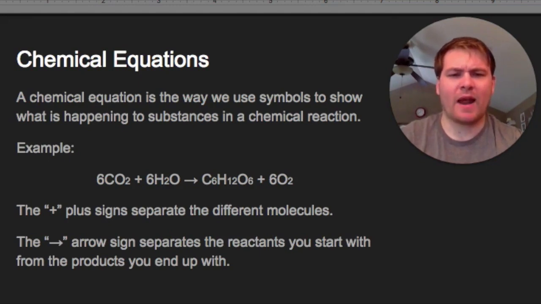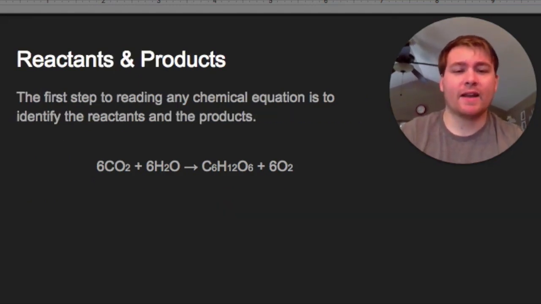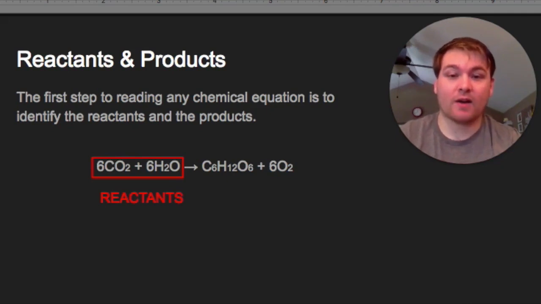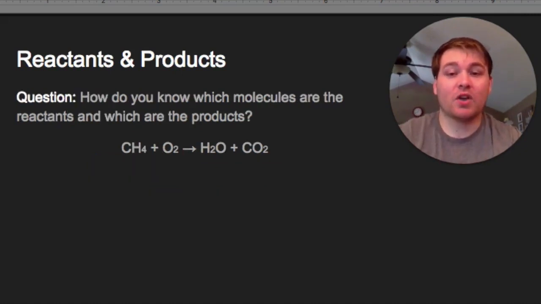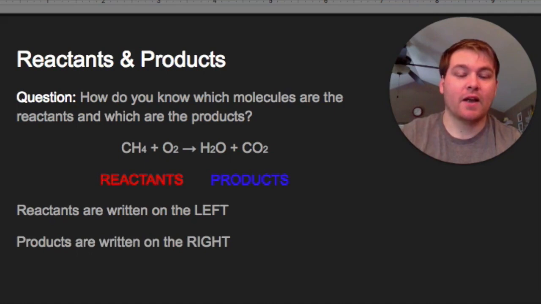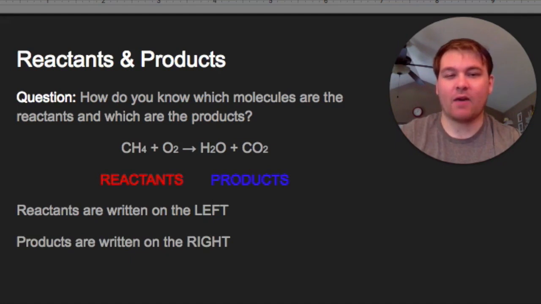So what do I mean when I say reactants and products? Well, the first step to reading any chemical equation is to identify the reactants and products. Let's look at photosynthesis a little bit more slowly. Our reactants are the 6 carbon dioxide and 6 water molecules, and our products are the glucose molecule and 6 oxygen molecules. But how am I supposed to know which molecules are reactants and which ones are products in any given equation? Well, it's always that simple. The reactants are always on the left, and the products are always on the right. This way, you can know the reactants are what you start with, and they yield, that's what the arrow means, the products on the other end of the equation.